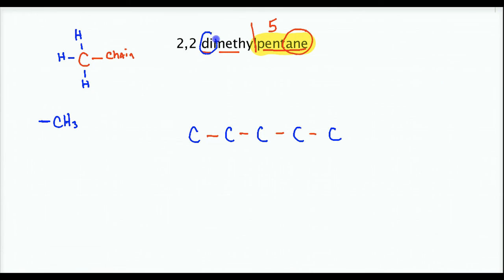Now I know that because of the di, and I know that because every single number tells me where they go. So the first thing I'm going to do is decide where my second carbon is, because they have to go on a particular carbon. And because they're 2, 2, they're saying I'm on the same carbon. So when I count, if I make this my first, my second, my third, and my fourth, and my fifth carbon, this is my second carbon. And so I have a methyl group on the second, CH3, and I have another one on the second group, CH3. And I'm done. The 2, 2 says they're both on the second.